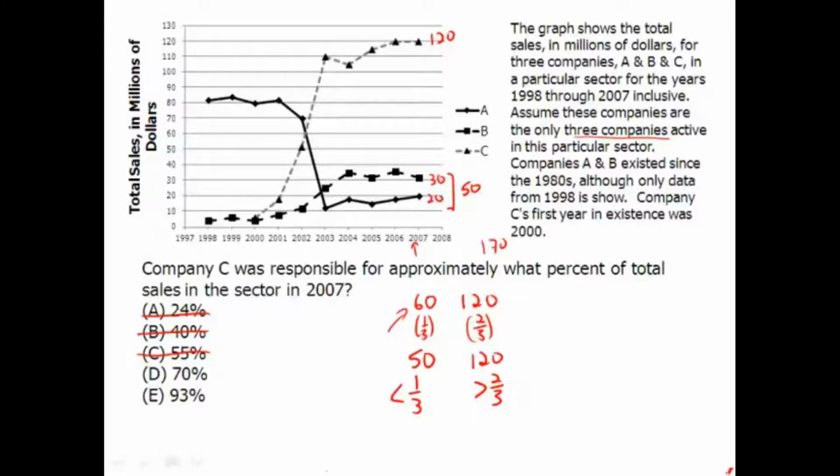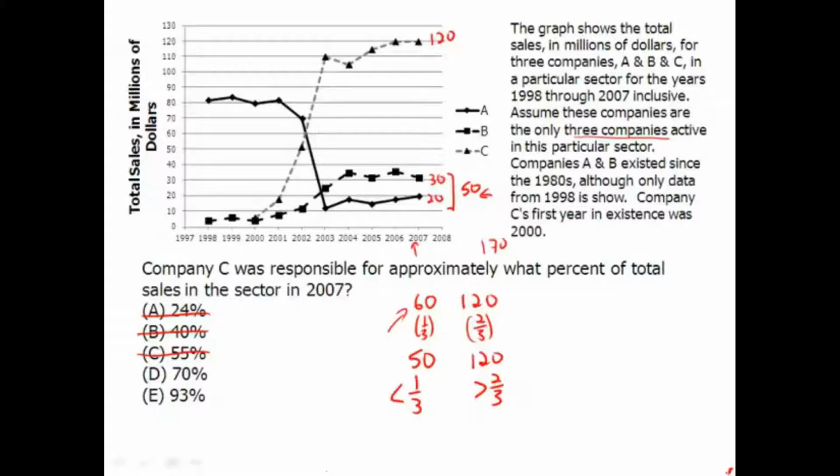Now we may get nervous about E. What if it's really larger than 2/3? Well, in order to be 93%, it would mean that these other two companies here would have to be less than 10%. Well, 50 is not less than 10% of 170.